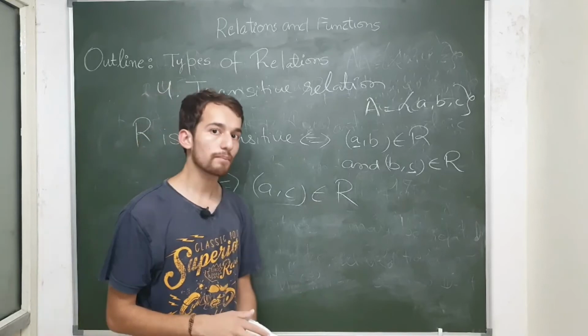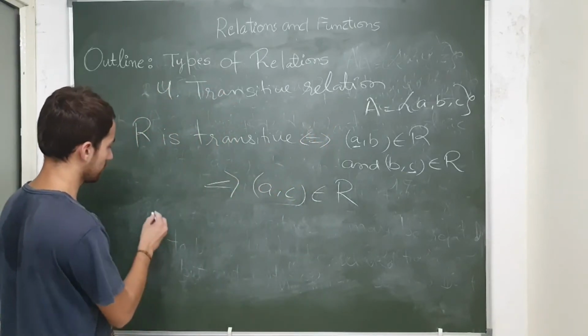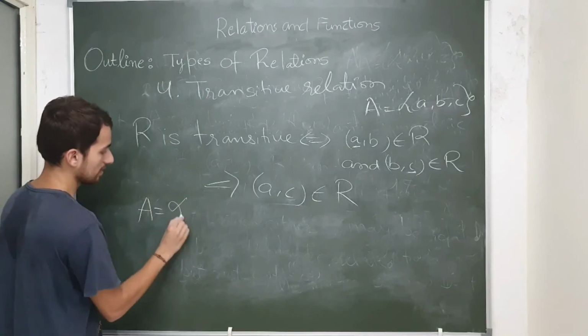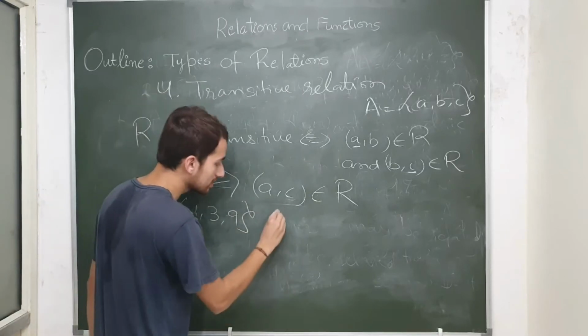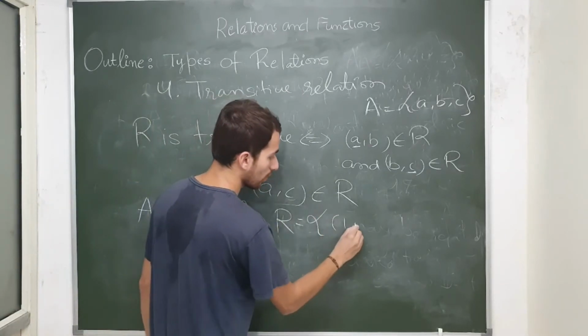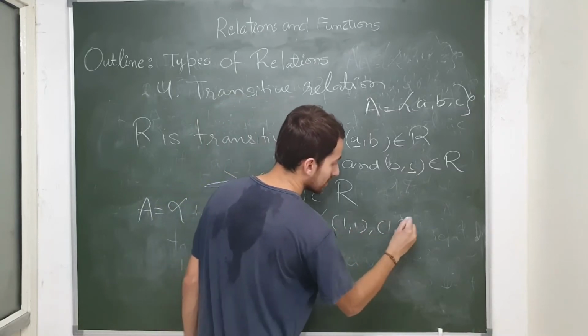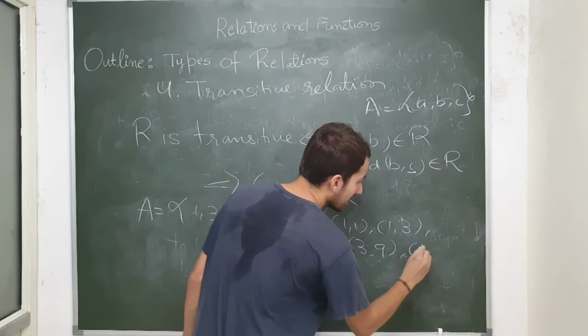So let's take an example to get more clarity. Suppose I choose some different A now: A = {1, 3, 9}. And let me choose a relation R = {(1, 1), (1, 3), (3, 9), (1, 9)}.